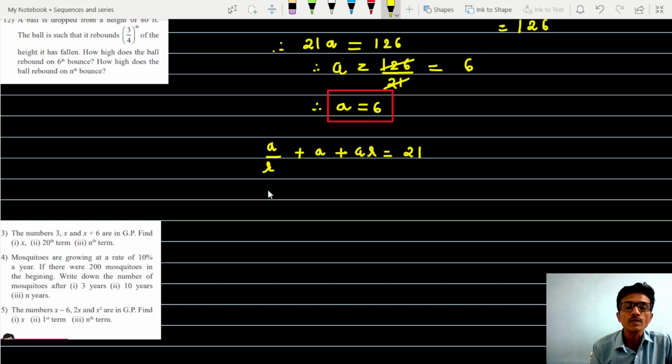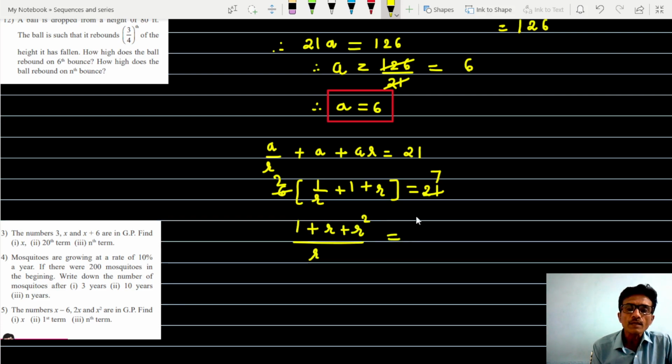So here you have to substitute A. A is 6. Let's take 6 common from here: 1 upon R plus 1 plus R, that is equal to 21. We can also reduce this, here 2 will come, here 7 will come. Then here what is the LCM? R. 1 plus R plus R square, and that is equal to, yes, on the left hand side what remains? 2. On the right hand side 7.